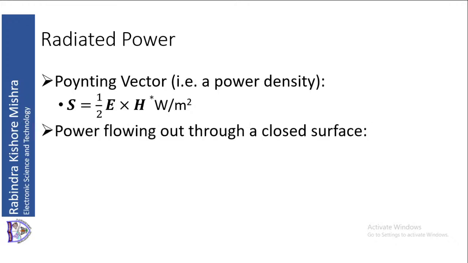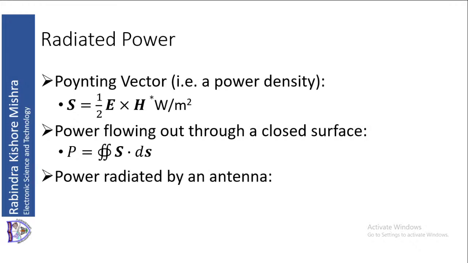Now, power flowing out through a closed surface. Once we know what the Poynting vector is, we can find out the power flowing out through a closed surface around the antenna. That will be P, which is equal to the integration of the Poynting vector, which is the power density. Since it is density, we integrate it over the surface enclosing the antenna. So P is equal to the integration over the closed surface, ds, of the Poynting vector.